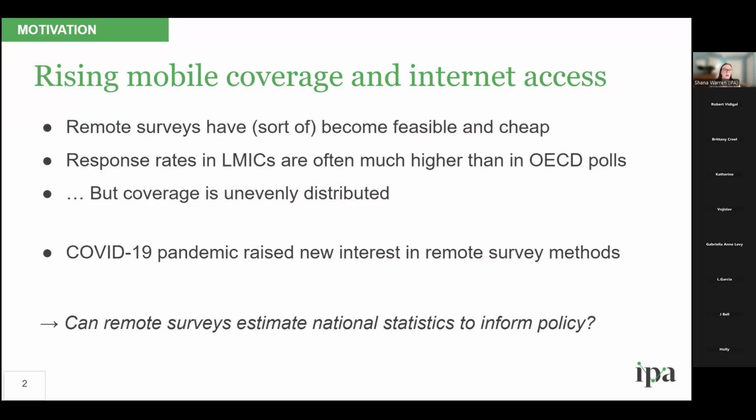Furthermore, the COVID-19 pandemic raised this new interest in remote and rapid survey methods. But there were a lot of budgetary decisions driving really ad hoc choices without really thinking hard about the mode effects. And response rates, we do know, vary by mode. So our big question here is, can remote surveys estimate national statistics to inform policy?